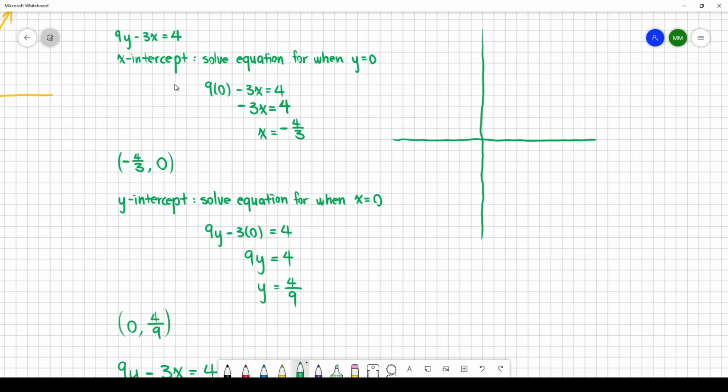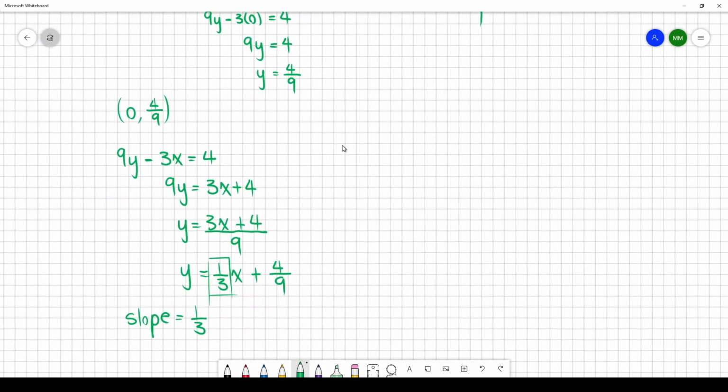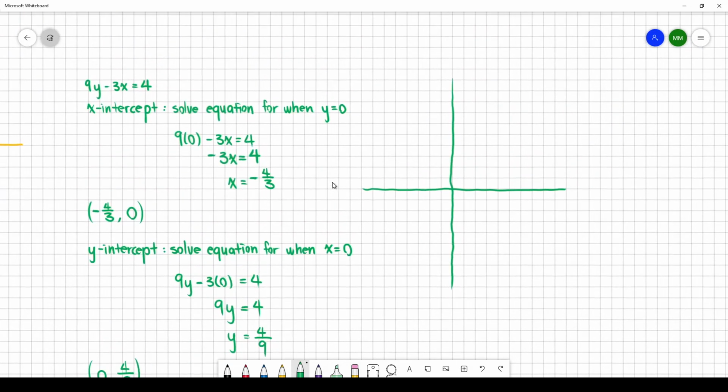So the x-intercept, if I graph only using this information, is not so easy. Negative 4/3 is just over 1, so that's where the x-intercept is. And the y-intercept, 4/9, is somewhere around here. It's less than 1/2. So if I connect the points, something like this. So you see, it's a very rough sketch.